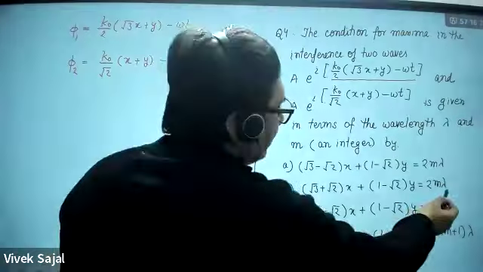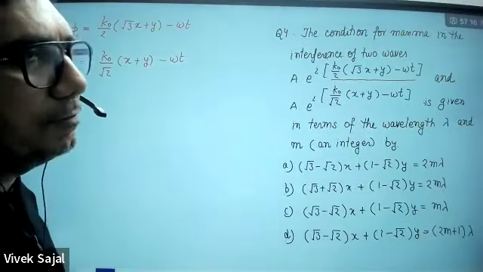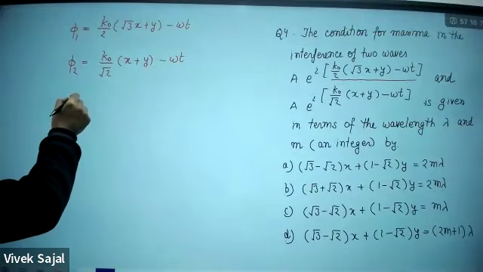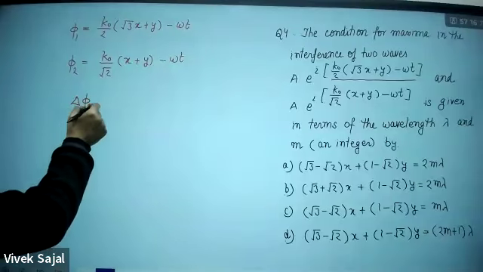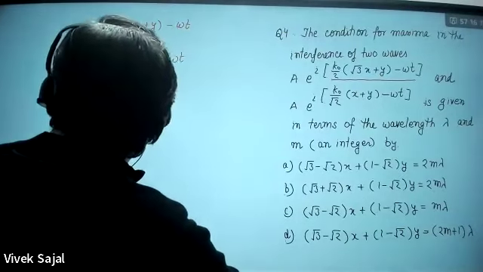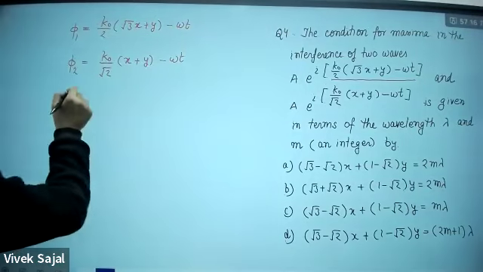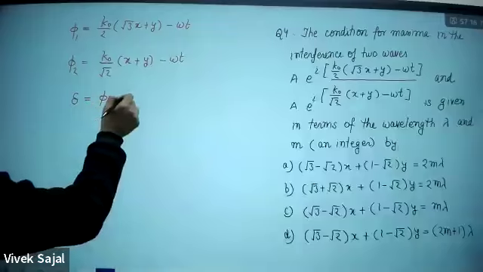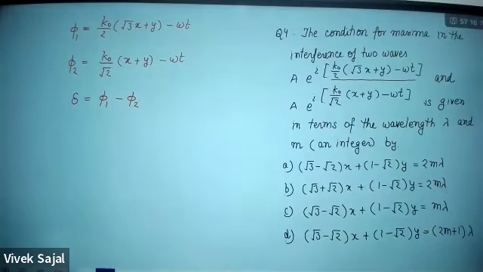And what is this condition telling you? Condition is corresponding to path difference. But I know the phase difference. So first I find out phase difference. I write it as delta or delta phi, whatever you want to write. ठीक है ना, here I was using this as delta. So delta is equal to phi 1 minus phi 2.